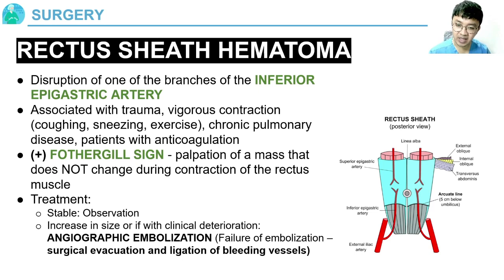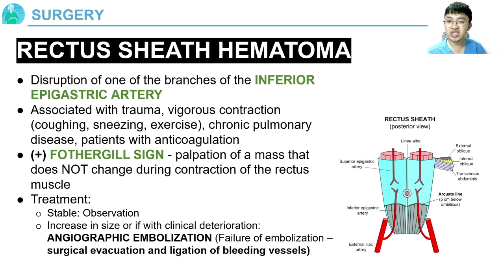If the patient sits up and the mass disappears, remember, if you have an abdominal wall problem and a mass there and you sit up, the abdominal muscles contract. If the mass is inside the abdomen and not in the rectus sheath, the mass will disappear. If it's in the rectus sheath, the mass will persist, because even if the muscles contract, the mass is still there. Therefore, a positive Fothergill sign is a mass that does not change on contraction of the rectus muscle. Okay, because the mass is not inside the abdomen, but outside the abdomen and at the abdominal wall.